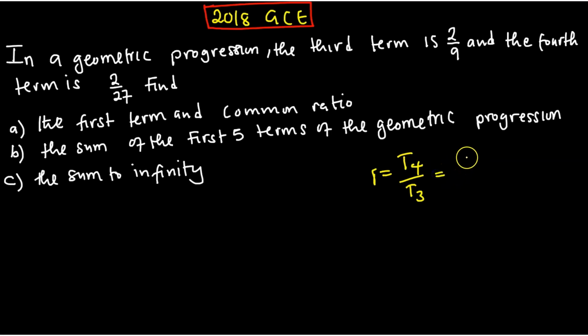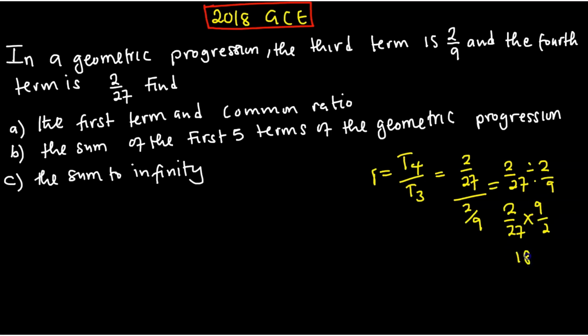So what is term number 4? Term number 4 is given as 2 over 27. Then divide by term number 3, which is 2 over 9. So this is 2 over 27 divided by 2 over 9. When you are dividing, you reciprocate this, then you multiply. So 2 over 27 multiplied by 9 over 2. On top is going to be 18, and down is going to be 54. 18 into 18 is 1, 18 into 54 is 3. So the common ratio is 1 over 3.